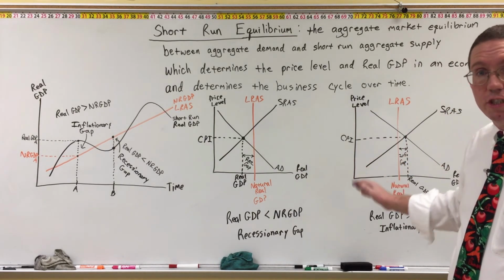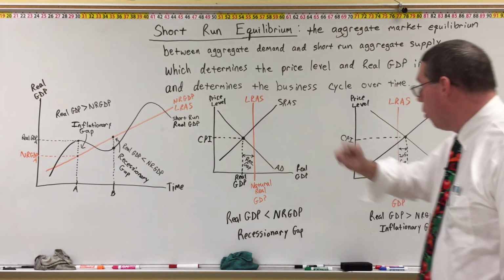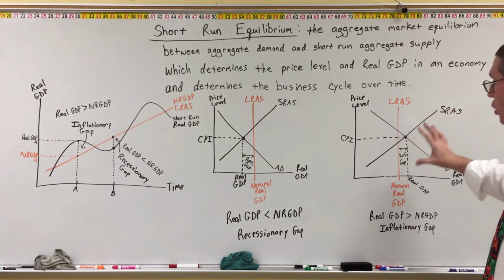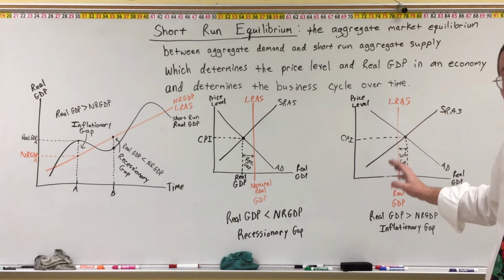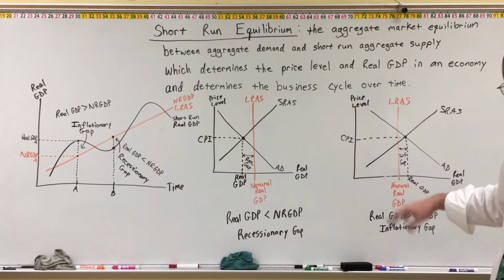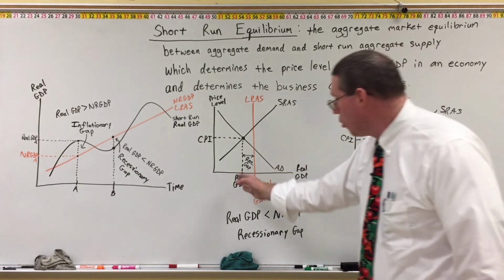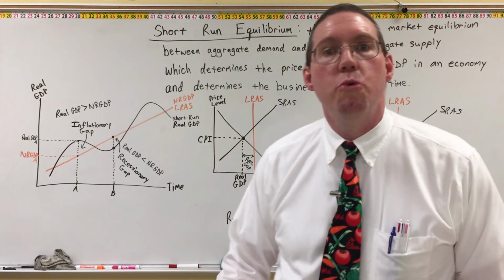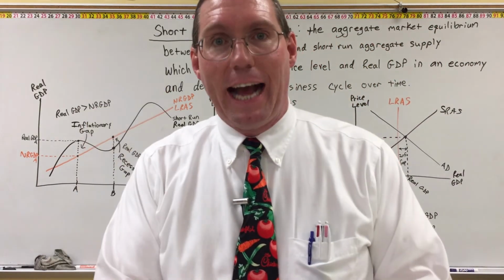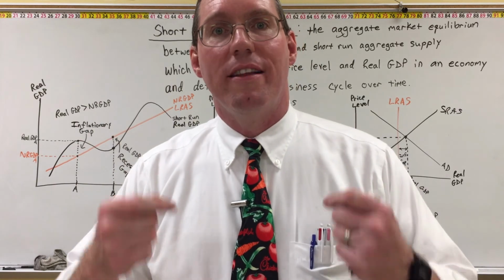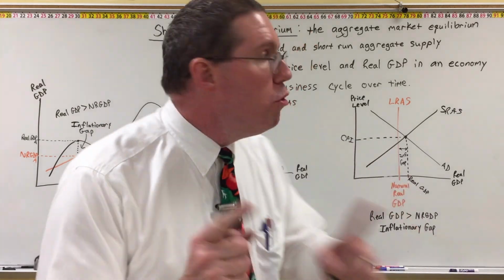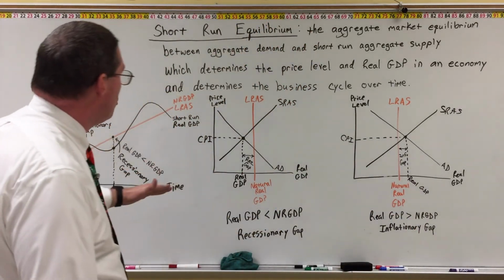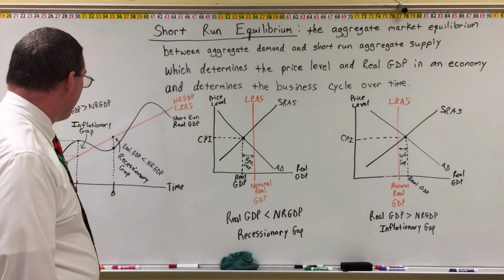We want to change something. When we are here or when we are here, we should be unhappy with the state of the economy, because either we're underperforming or we're overperforming, and therefore we want to do something about it. We want to take action. Our economic leaders want to take action to move us back into long-run equilibrium.